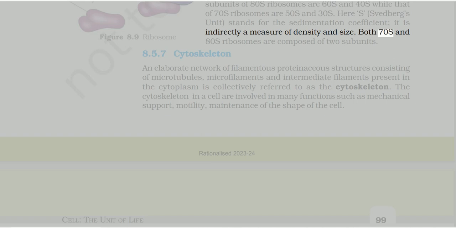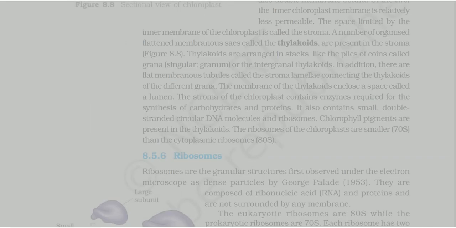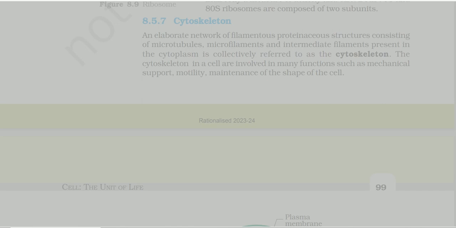Both 70S and 80S ribosomes are composed of two subunits. Figure 8.8 Sectional view of chloroplast. Figure 8.9 Ribosome.